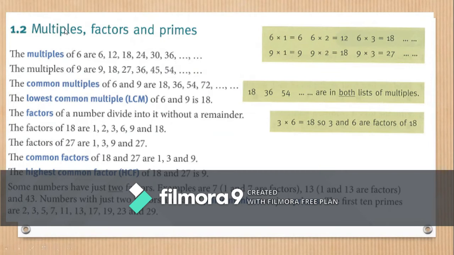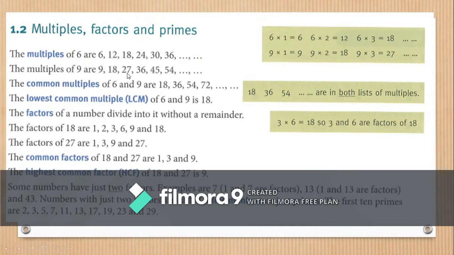When I talk about common multiples, let's suppose I say first you write the multiples of 6 and 9. You write the table of 6: 6, 12, 18, 24, 30, and the same for 9: 9, 18, 27. The common multiples are those numbers that are common in both tables, here the 6 table and the 9 table. Which number is common? That is 18.